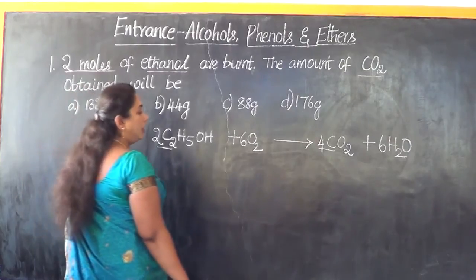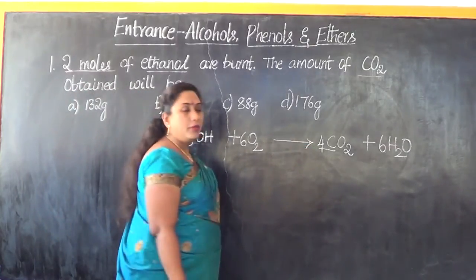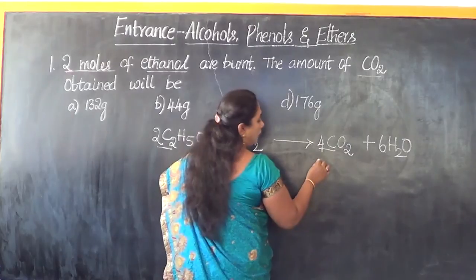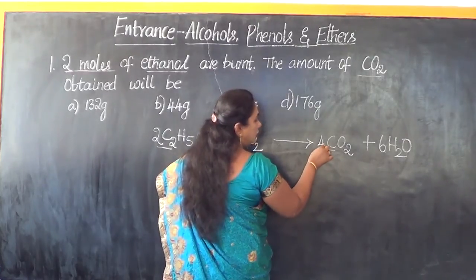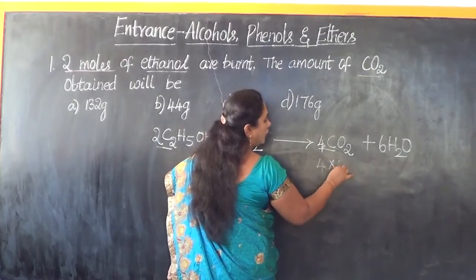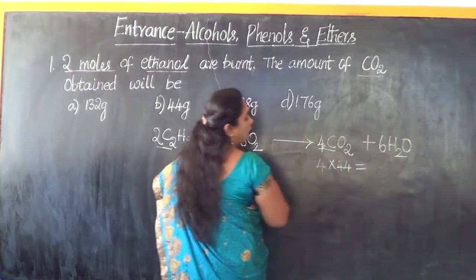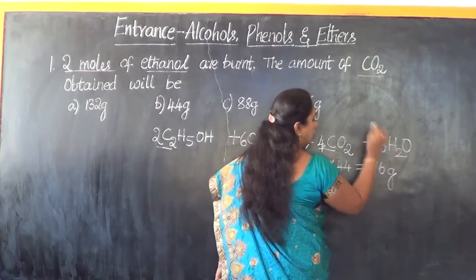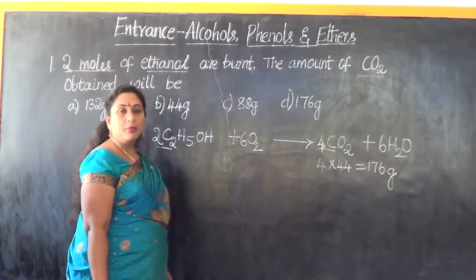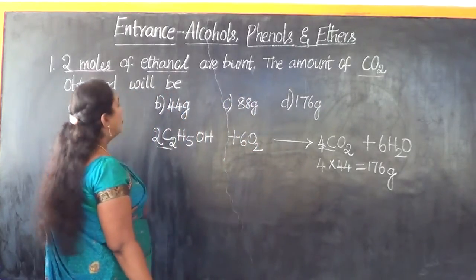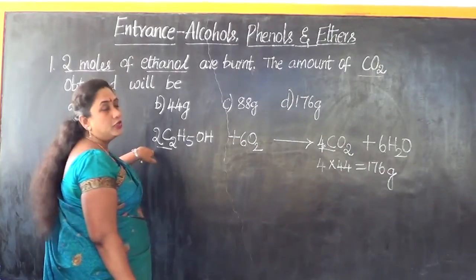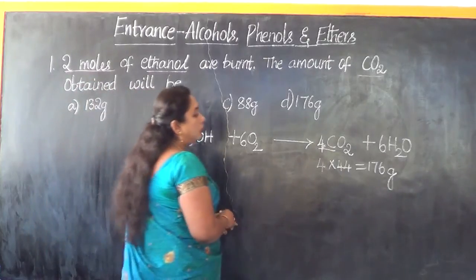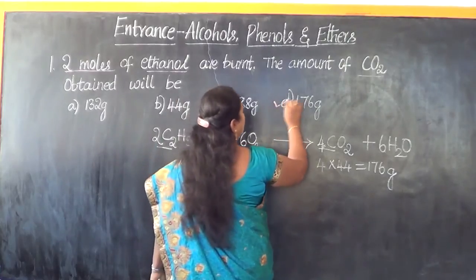Now the focus point is the amount of carbon dioxide that will be obtained. So we know the molecular mass of carbon dioxide is 44. How many such moles are there? 4 into 44. So how much will this be? 4 into 44 comes to 176 grams. So how much carbon dioxide will be obtained by burning 2 moles of ethanol, because they have already given us 2 moles, so we need to write that only here. So therefore, how much carbon dioxide is obtained? 176 grams of carbon dioxide is obtained.